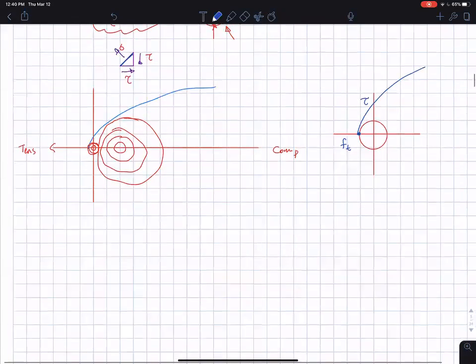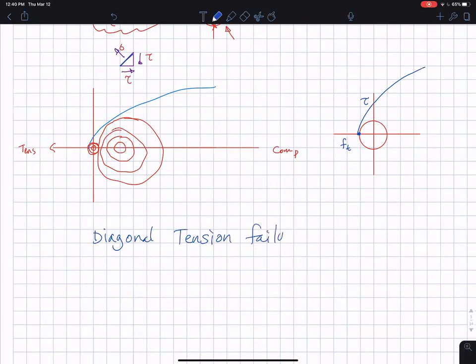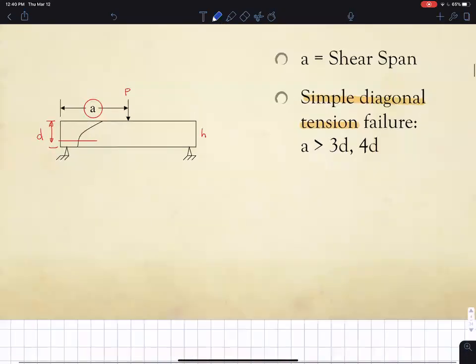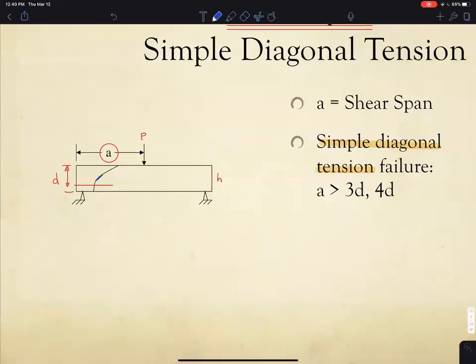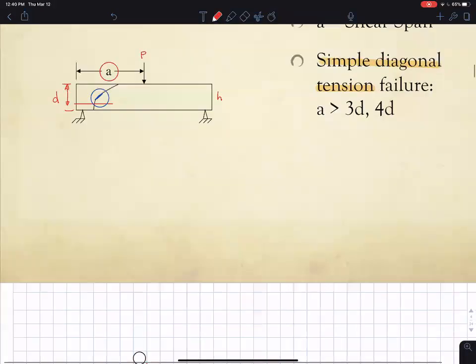And that's why we call it diagonal tension failure. To summarize, you will have this 45-degree crack right here. That's where it starts. That 45-degree crack will happen in pure diagonal tension as long as your load is more than 3 to 4D away from the support. And that's called simple diagonal tension failure.